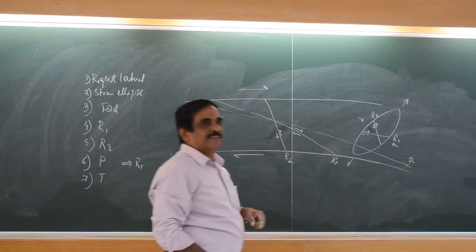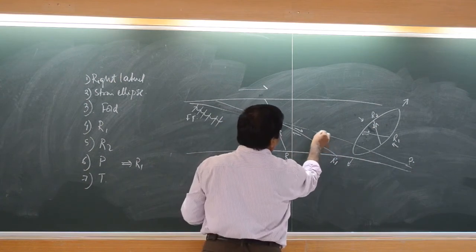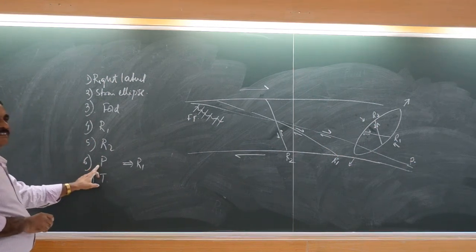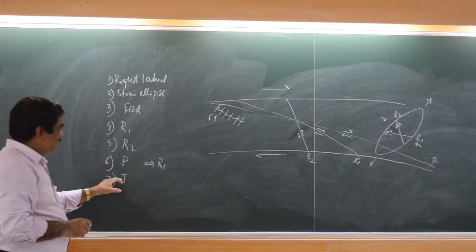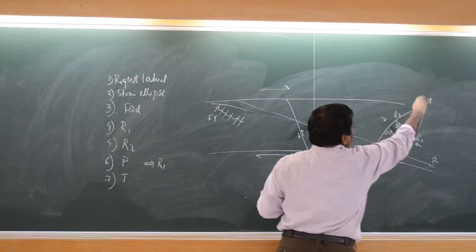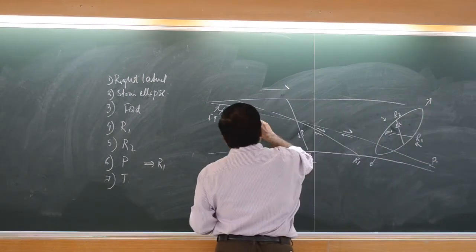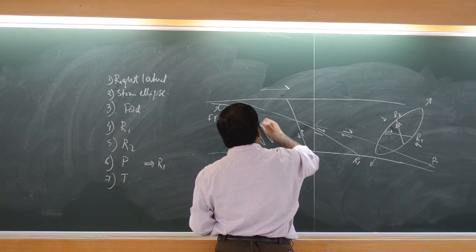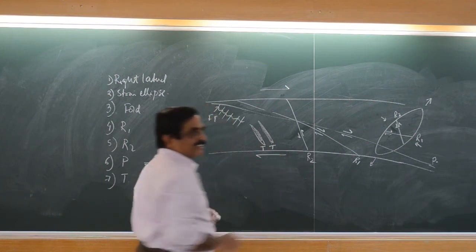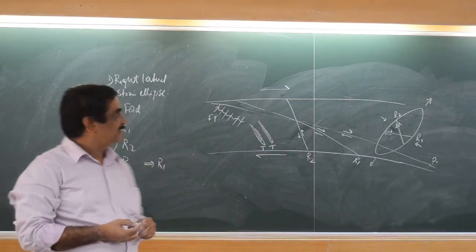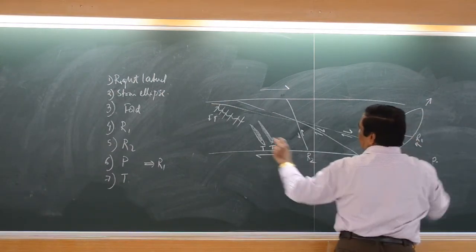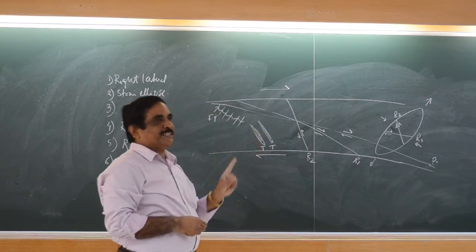P has the same sense of shear, so you can draw P. T, where is T? T is an extensional fracture, a tensional fracture. So tension is happening like this. T will be like this. T cracks will be like this, at right angle to it. So this will be T, perpendicular to extension. You are stretching this way, so perpendicular to this, the T fracture forms.